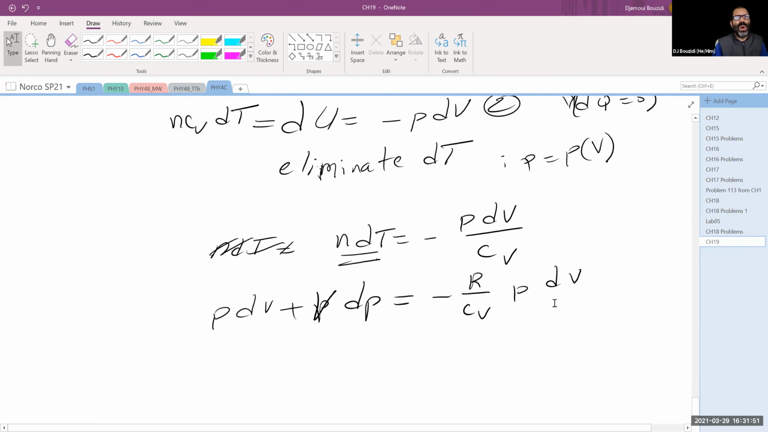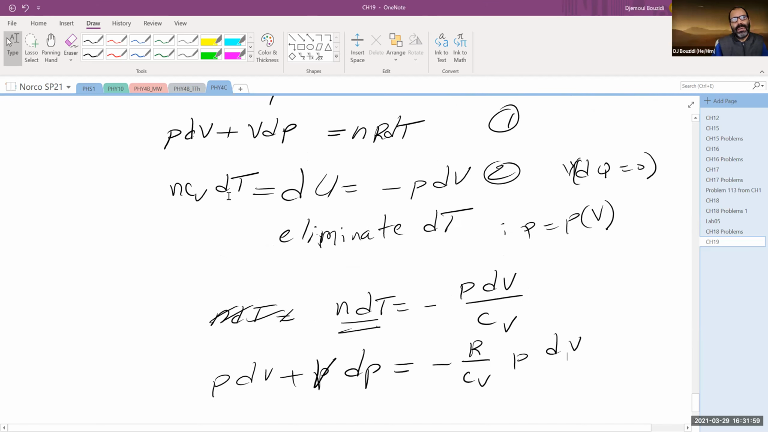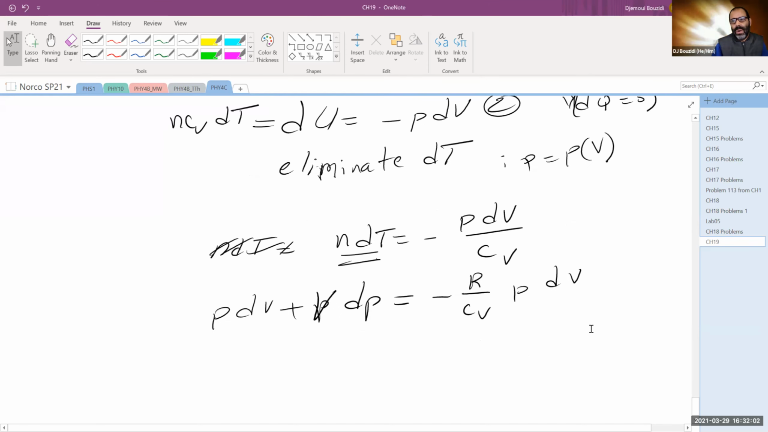Now I don't have dT whatsoever in this expression. All three of them are changing. But in this expression now we use the ideal gas law to get rid of that dT in here. So now I have a P dV and I have a P dV, and I have this factor of negative R over Cv, which I'm going to bring to the other side. It's going to be positive.